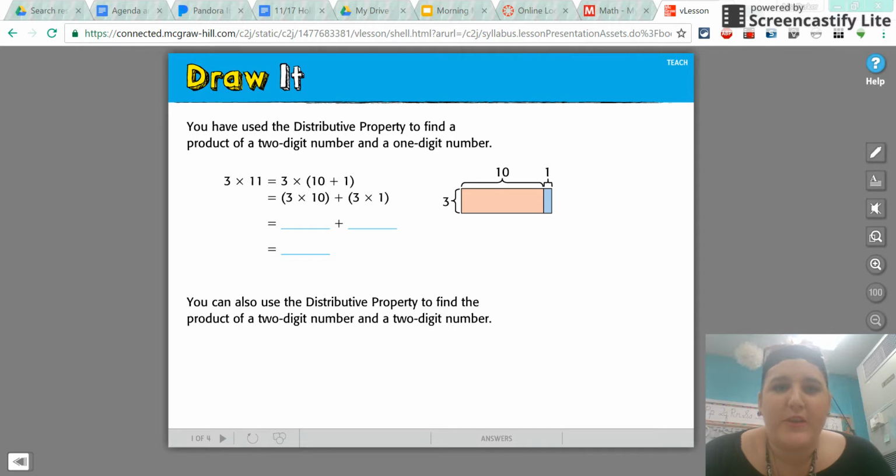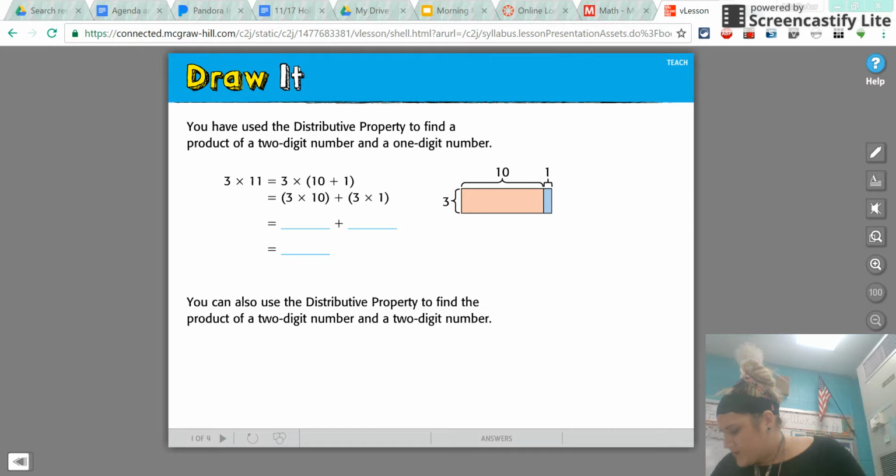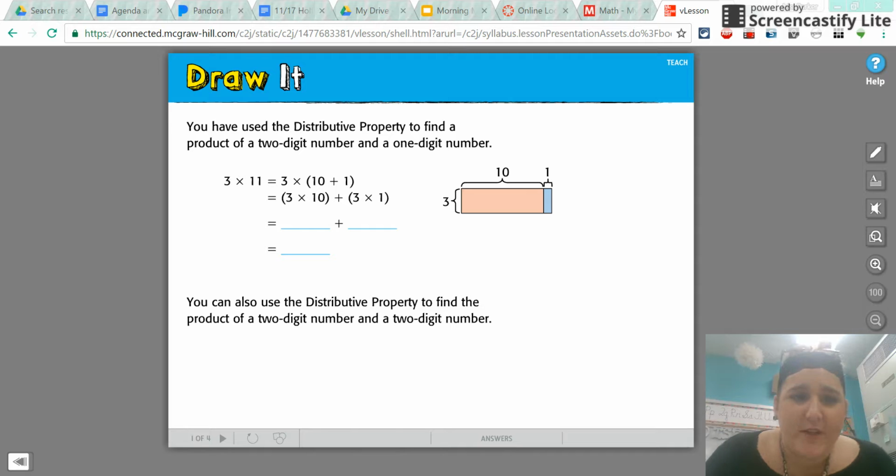So today it's all about the distributive property, and we've talked about the distributive property before, but we're going to talk about it again, okay? So it says you have used the distributive property to find a product of a 2-digit number and a 1-digit number. And it gives you an example of it, okay?